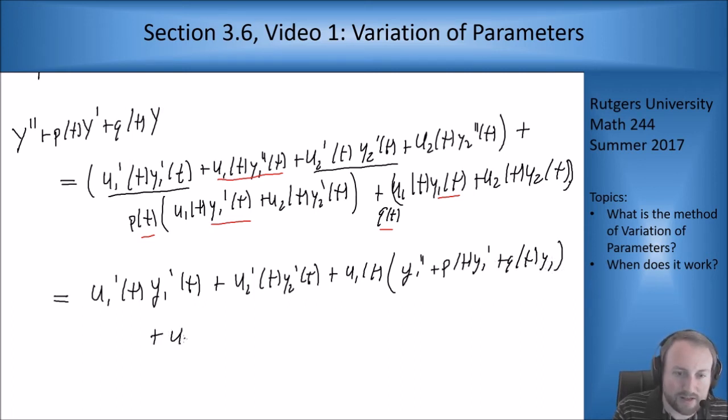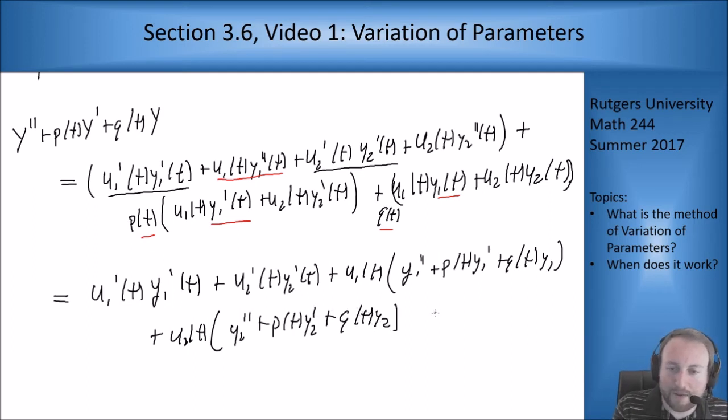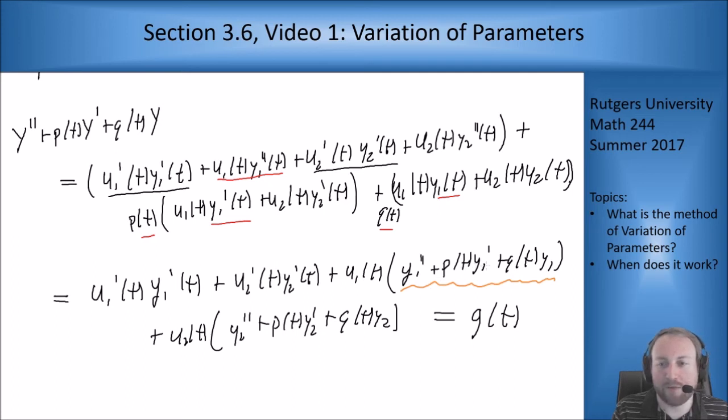And similarly, I get a u2 of t times y2 double prime plus a p of t y2 prime plus a q of t y2. And I want this to equal g of t. Now what do I notice on the left-hand side? Well, this here is exactly the ODE I was trying to solve: y double prime plus p of t y prime plus q of t y. But y1 was the solution of the homogeneous equation, so this whole term goes to 0, and so does this whole term by the same logic.